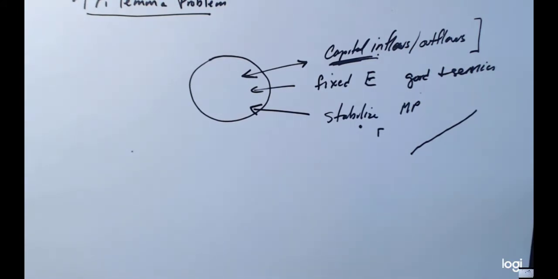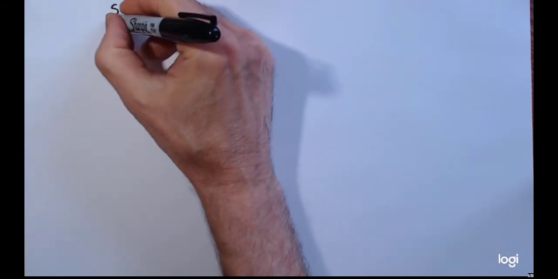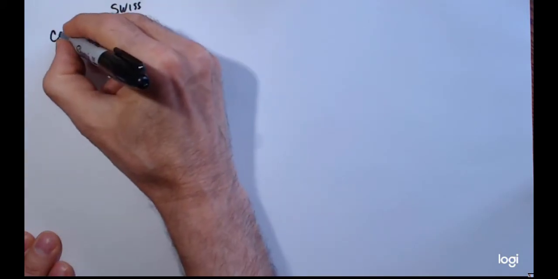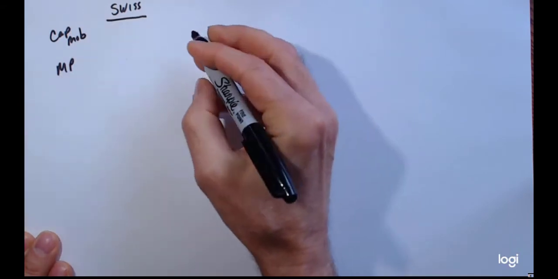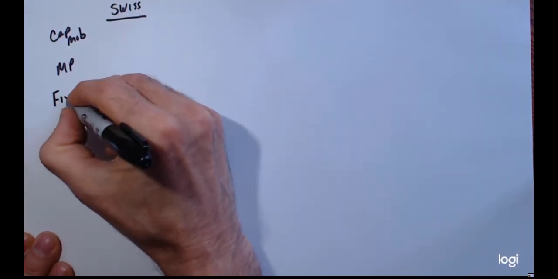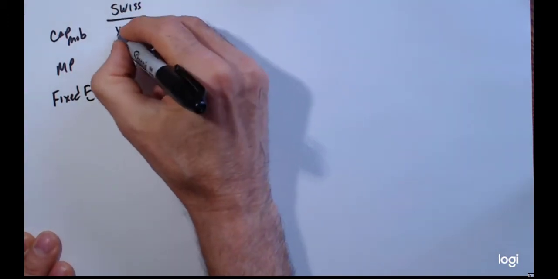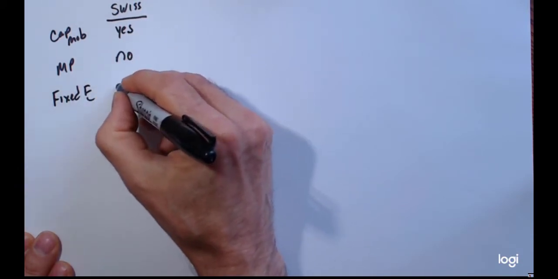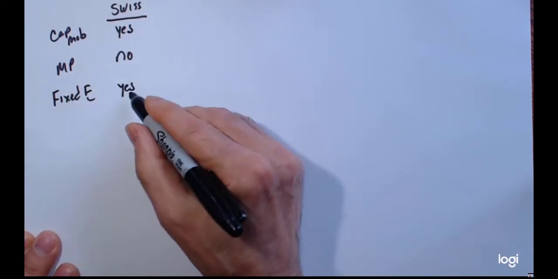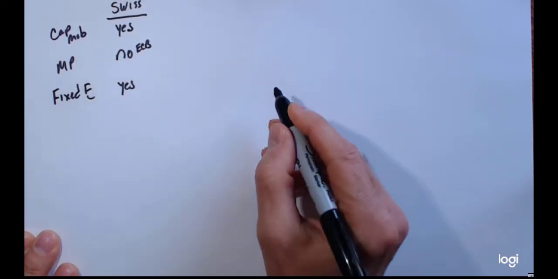If you look at various countries, we'll see various combinations at play across the world. So let's look at Switzerland first. Let's look at capital mobility here, monetary policy here, and then fixed E here. Now, Switzerland has capital mobility. It has no monetary policy because it has fixed its exchange rate to the euro. So the monetary policy is set by the ECB for Switzerland.